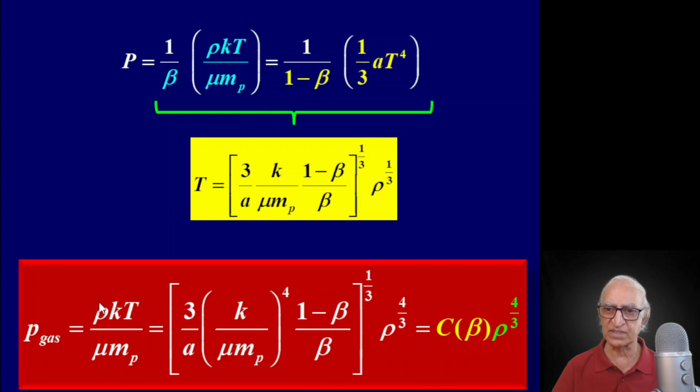Boyle's law is a function of both the density as well as the temperature. Now, I don't want temperature because I want to compare it with an apple or with an orange, which is only a function of density. So I have written temperature in terms of beta and rho, and the expression for the ideal gas now reads as the square bracket to the power 1 by 3, rho to the power 4 by 3, which I shall call some function of beta times rho to the power 4 by 3. The C of beta is the square bracket. A is Stefan's constant, K is Boltzmann's constant, mp is the mass of the proton, 1 minus beta is the fraction contributed by radiation pressure, and beta is the fraction contributed by gas pressure.